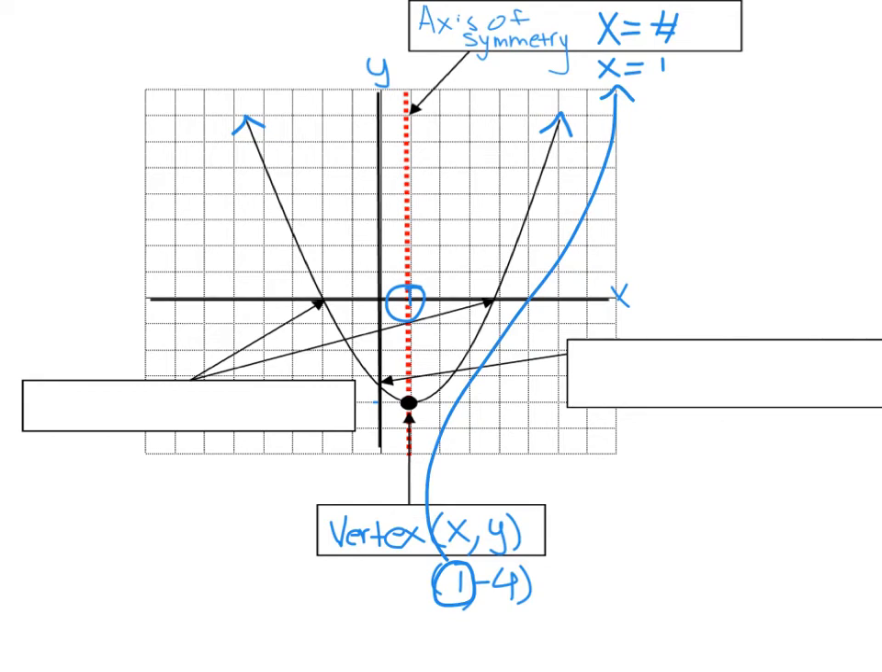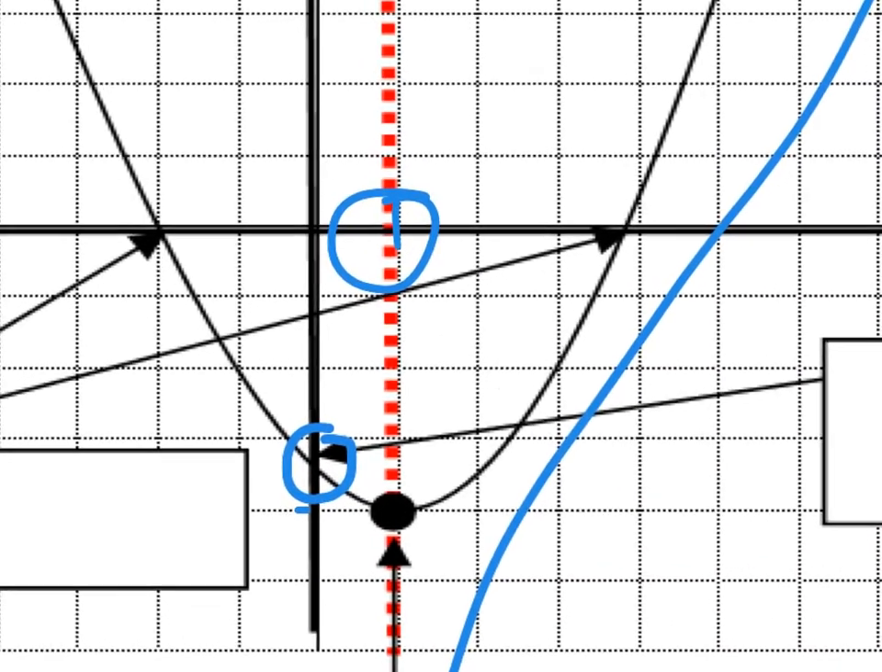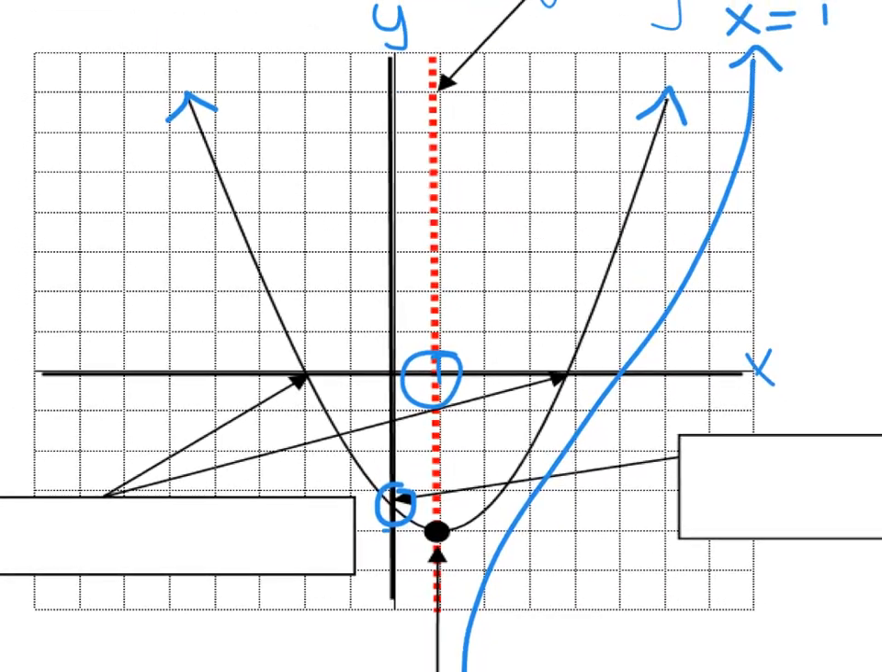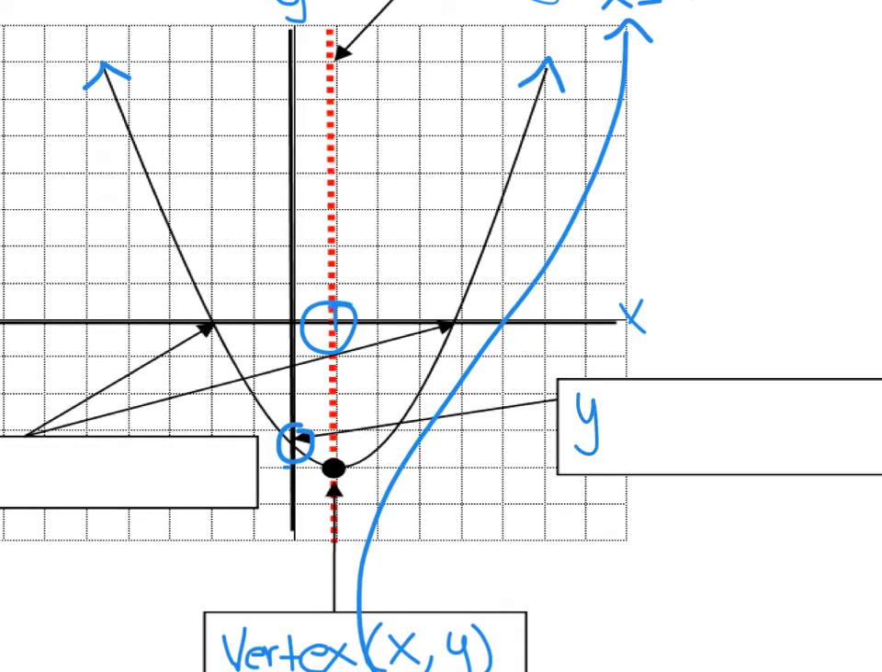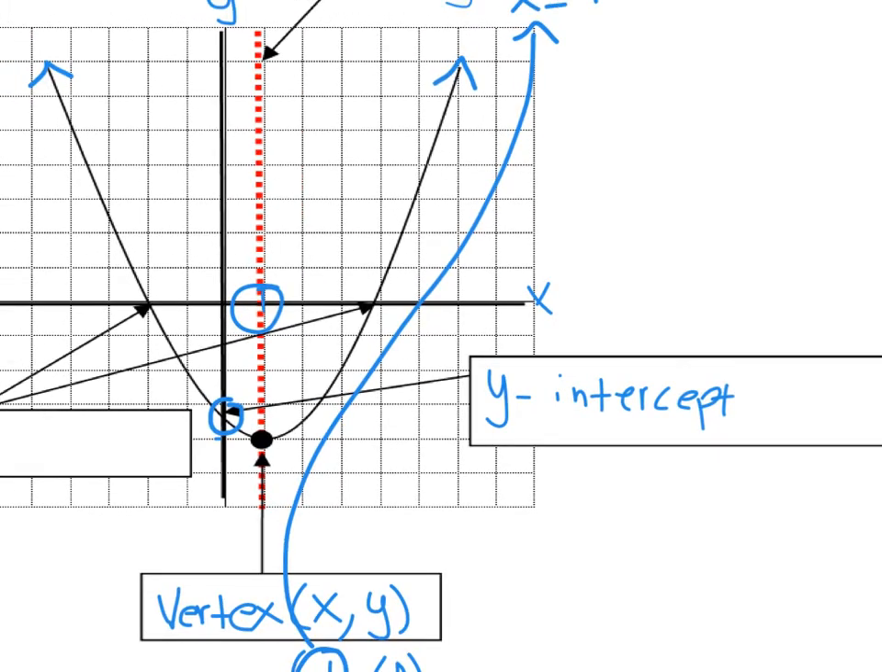Now, another important point is this one right here, where the parabola crosses the y-axis. What did we call that point when we were dealing with a linear equation? That's right, we called it a y-intercept because it's where the graph intercepts, which means crosses, the y-axis. And it's not going to change here. We're going to call that the y-intercept. That y-intercept is where the graph crosses the y-axis.